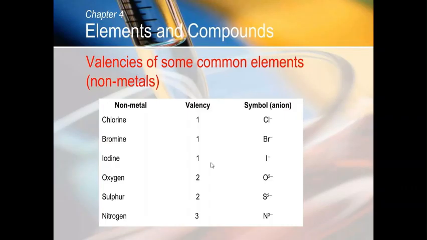Oxygen 2, oxygen has a negative charge of negative 2, and we put in that negative 2. Sulfur likewise has a valency of 2, S to the negative power of 2. Nitrogen with a valency of 3, negative 3.